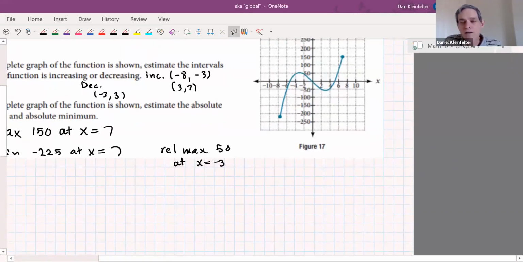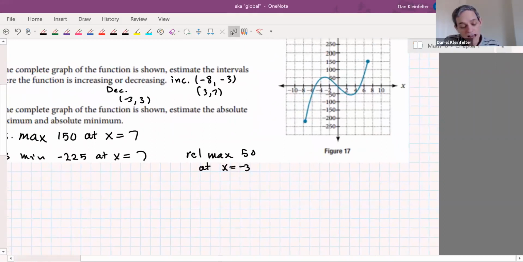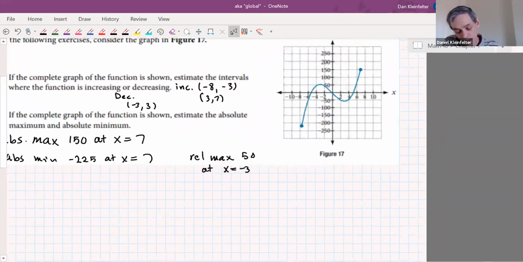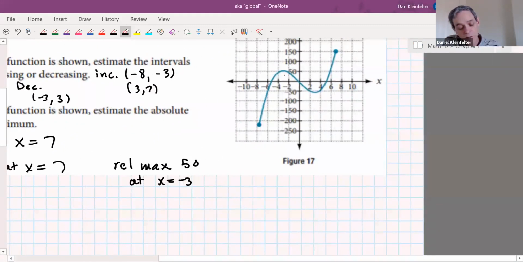By the way, you want to make sure that you're distinguishing between the function value and where it occurs. On this one, if I asked you, what is the absolute maximum for the function? Is the absolute max 7? No, the absolute max is not 7. The absolute max is 150. It happens to occur when x is 7. Okay, but the maximum value itself is 150. In a similar way here, the relative maximum is 50. It occurs at x equals -3. Okay, the relative minimum, it looks like it's -50 at x equals 3.